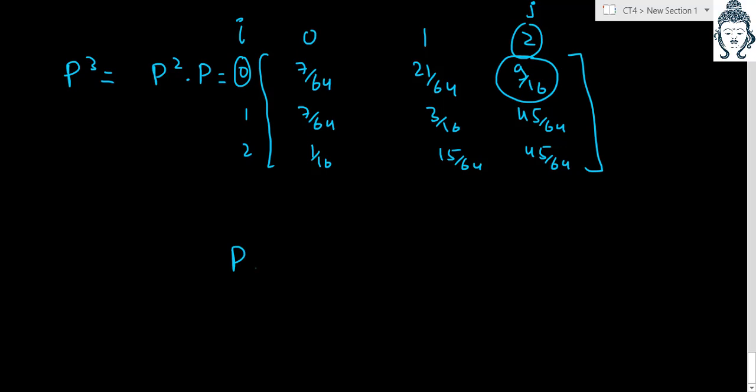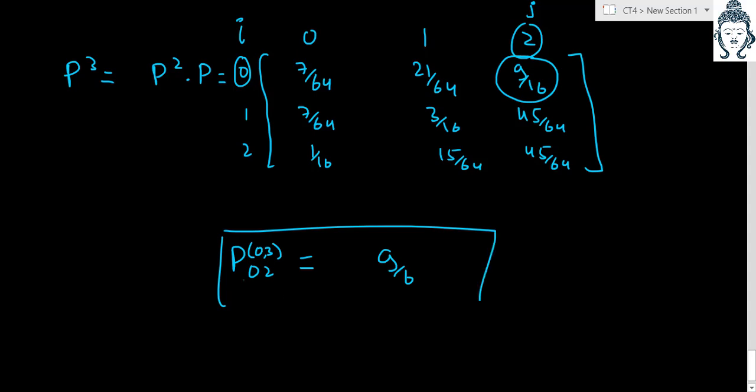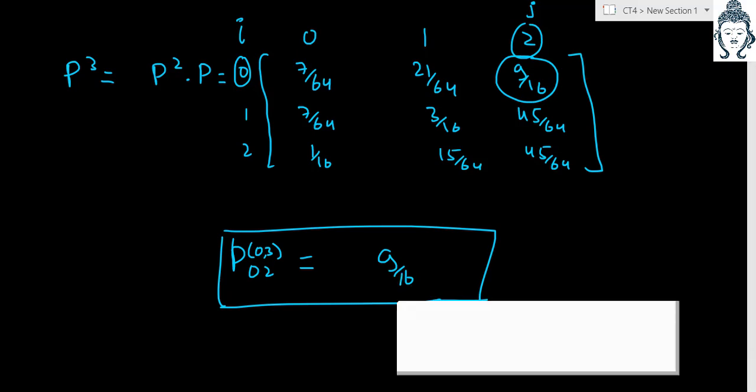So P02 in 3 steps, 0 to 3, this one would come out to be 9 by 16, and it's the same probability that we had gotten earlier, right? So this is the second method. Now let's try the third method.